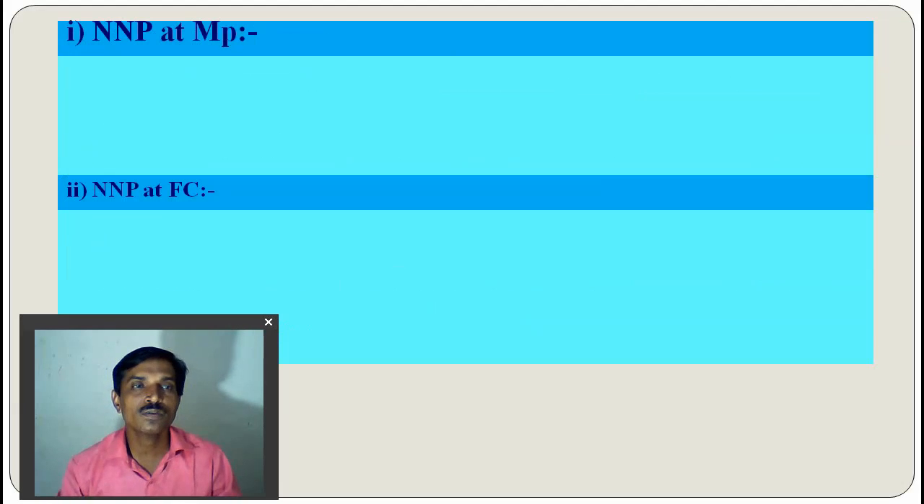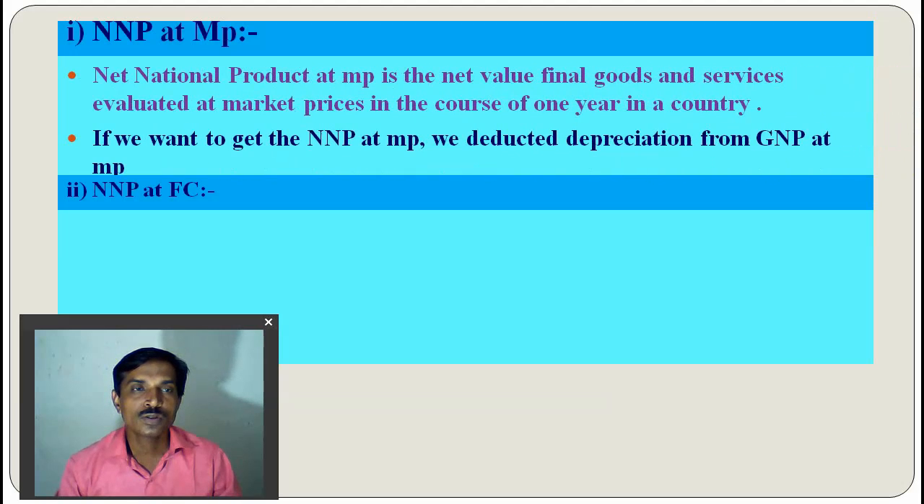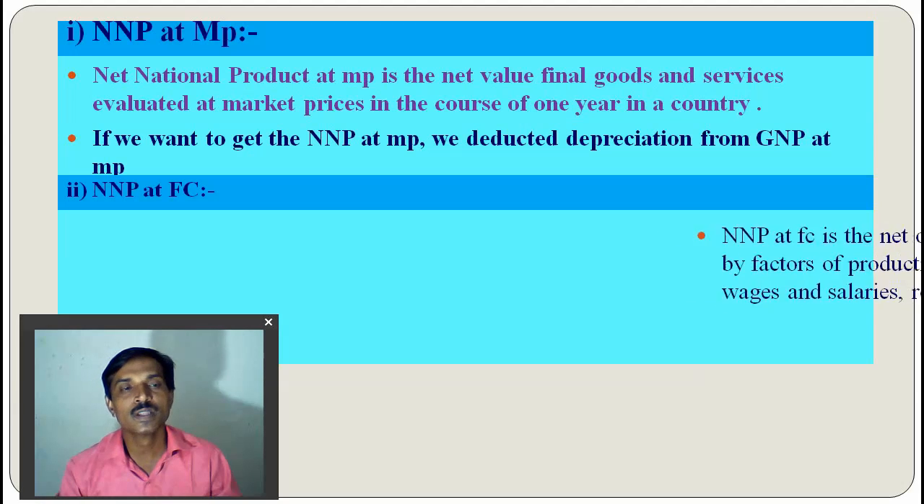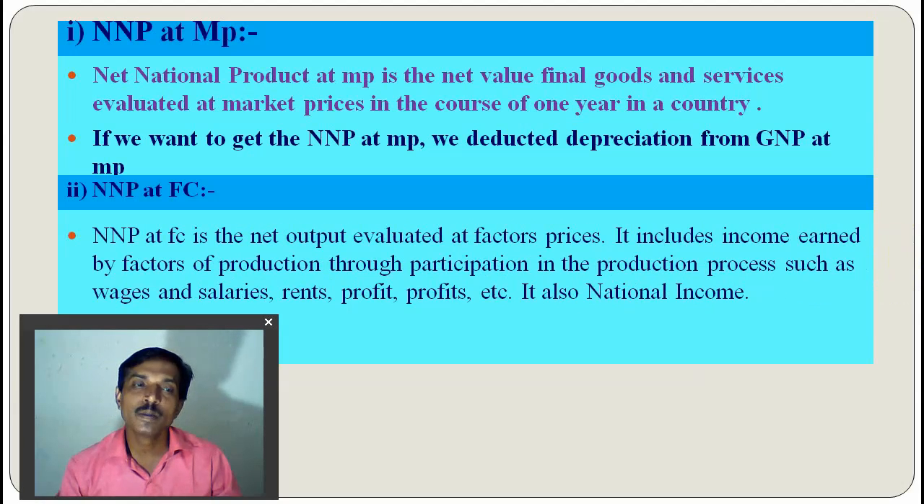Depreciation means the wear and tear cost and maintenance cost of machinery, which is deducted from GNP, and then we get the NNP. NNP is also counted at market price and at factor cost. Net national product at market price is the net value of final goods and services evaluated at market price in the course of one year in the country. If we want to get NNP at market price, we deduct the depreciation from GNP at market price: GNP at market price minus depreciation gives the NNP at market price. And what about the NNP at factor cost? The NNP at factor cost is the net output evaluated at factor prices.